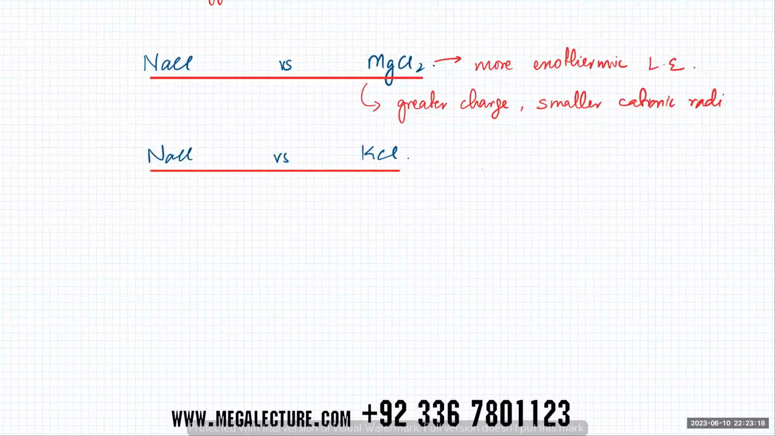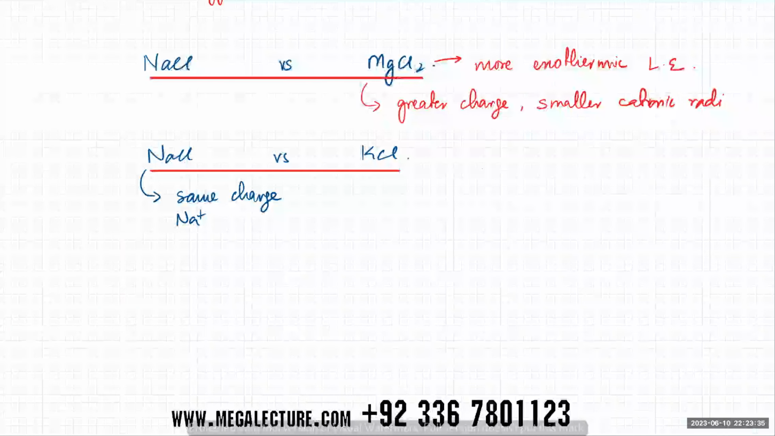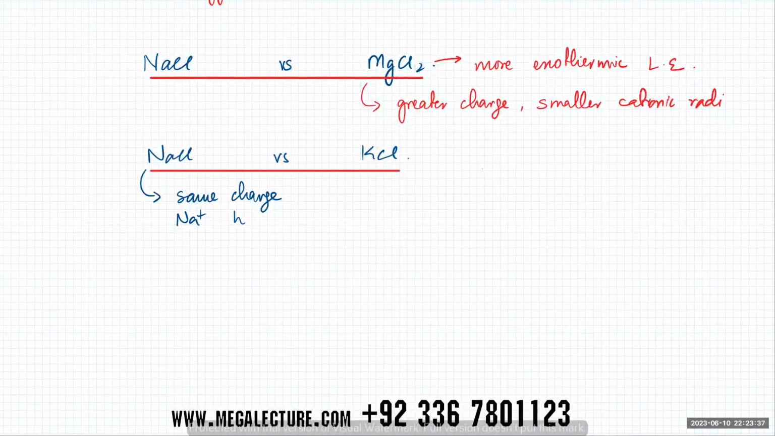So they both have the same charge. Charge is the same, but Na has the smaller radius. In this case, it's Na. But why is it Na? Is it because it has 11 protons, whereas the other one has 19? It's got an extra shell.